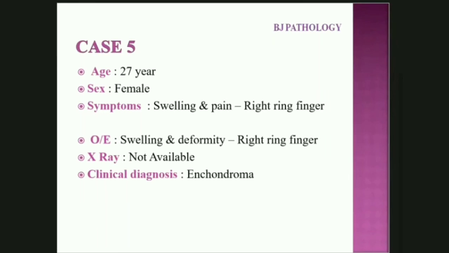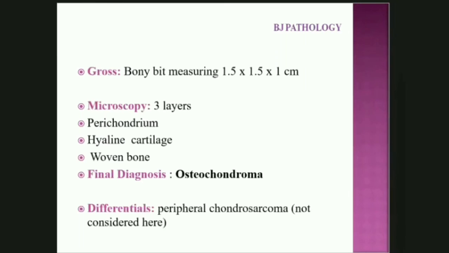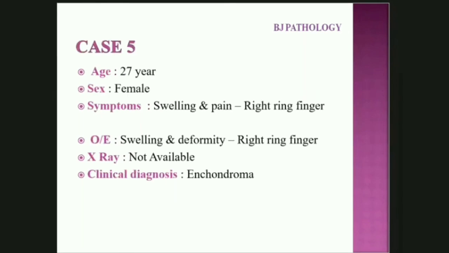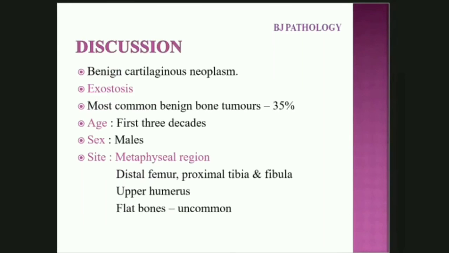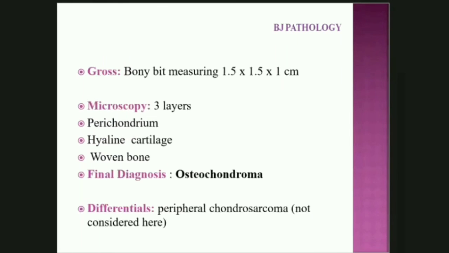So this was a 27-year-old female patient who came with swelling and pain in the right ring finger. On examination, there was swelling and deformity, and the clinical diagnosis given was enchondroma. Microscopically, we see 3 layers, that is the perichondrium, the cartilage, and the bony trabeculae. The diagnosis given was osteochondroma. The X-ray is not available here, and the differential is peripheral chondrosarcoma, but we did not consider it here.